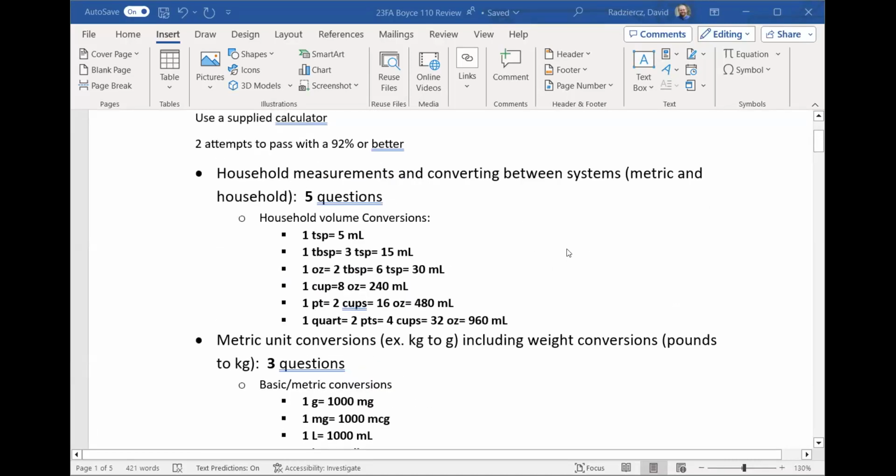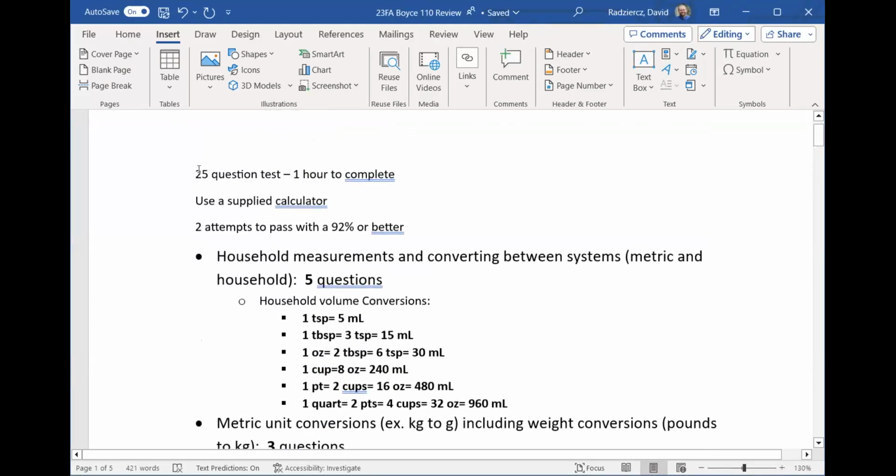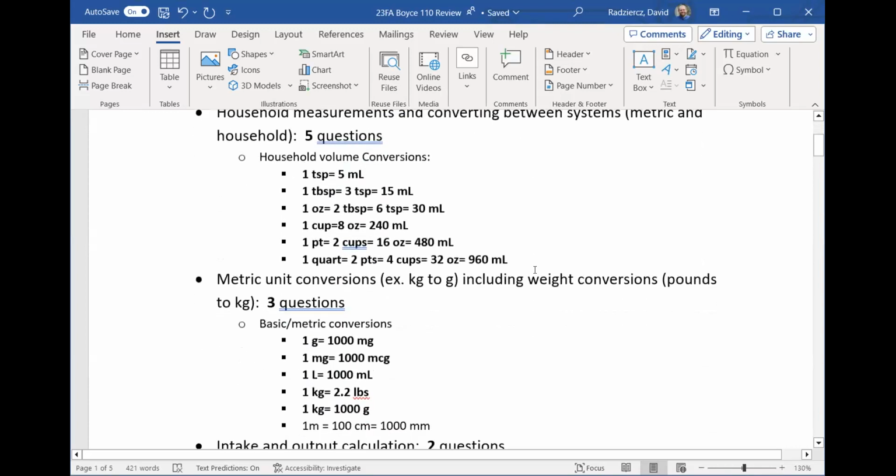So in the OneDrive folder, I created this document called 23 Fall Boyce 110 Review. Last time I discussed the mechanics of the test. 25 questions, you have 1 hour to complete. They're going to give you a calculator. You have 2 attempts to get a 92% or better, which means you need to get 23 out of 25 questions in order to pass, and then continue with 110.